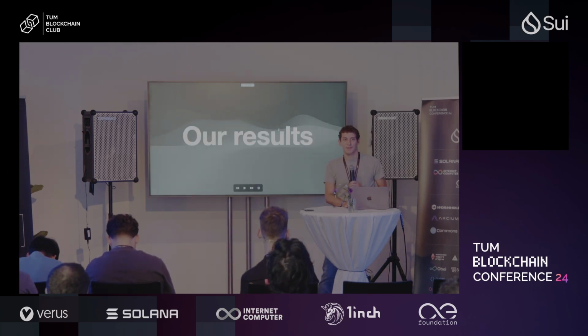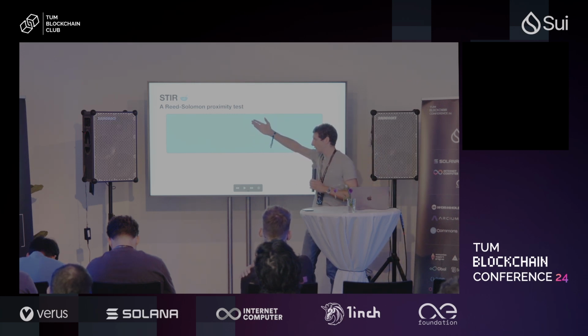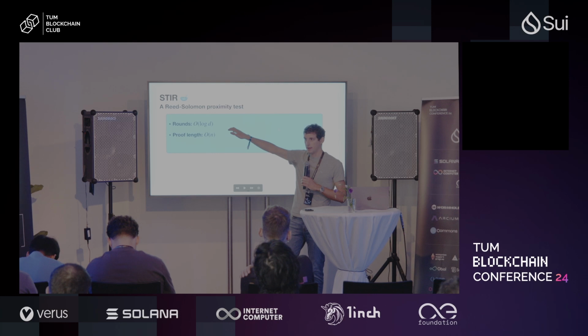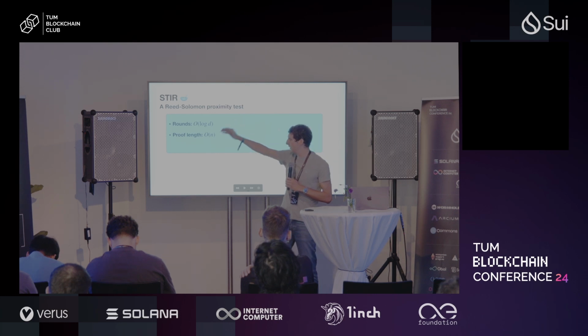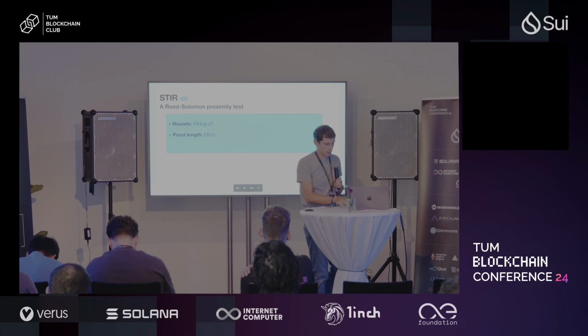Good. Let's talk about what our results are. We present STIR, which is a Reed-Solomon proximity test. It goes exactly to fill that box that I was talking about before, and has the following properties. The number of rounds is logarithmic in the degree of the polynomial that you're checking. The proof length is linear in the size of the evaluation domain.